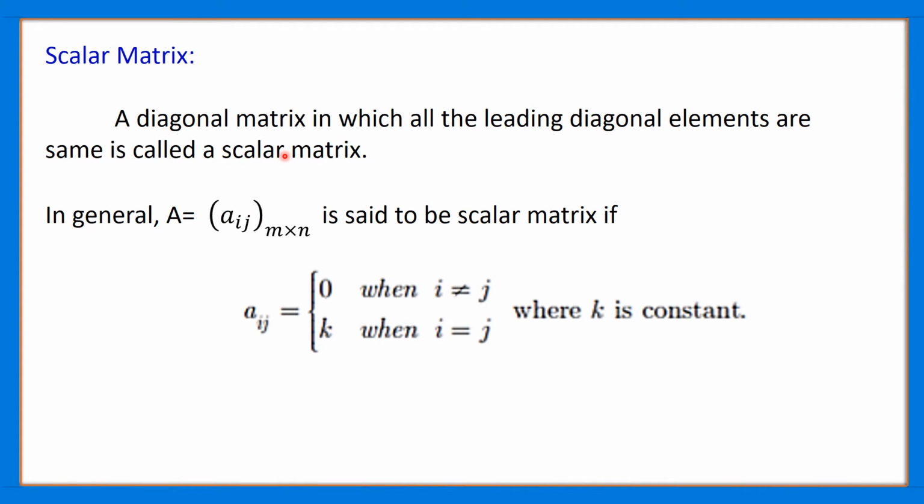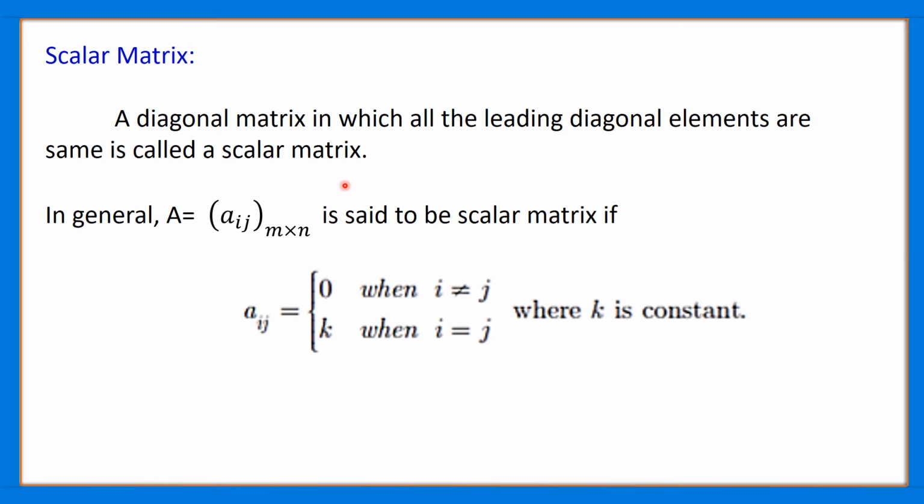Next is the scalar matrix. We have just seen what a diagonal matrix is. What happens if all the elements in the diagonal matrix are equal? That is, if all the elements in the leading diagonal are the same. If that is the case, then we call that matrix a scalar matrix. So, a diagonal matrix in which all the leading diagonal elements are the same is called a scalar matrix.